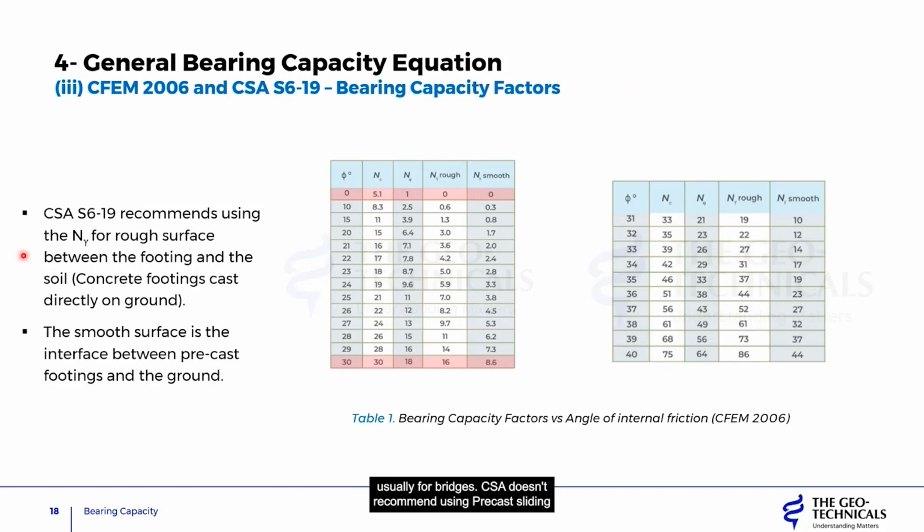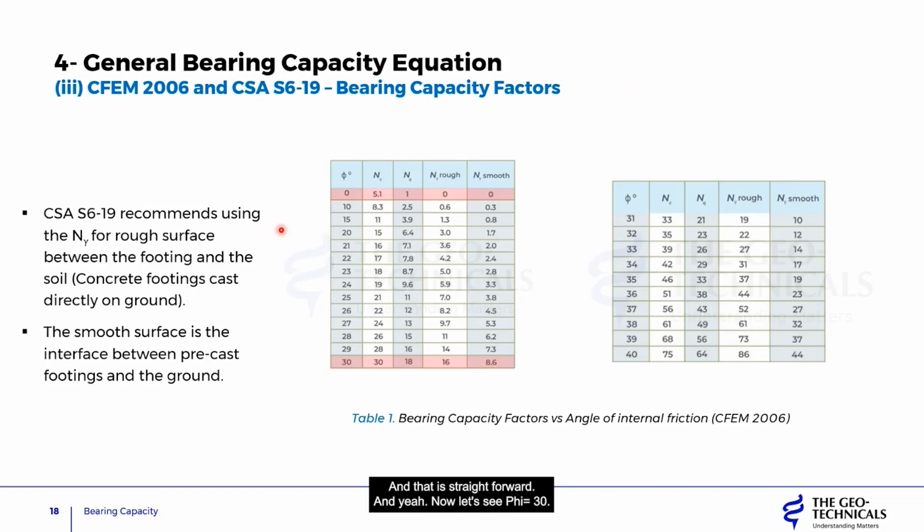Usually for bridges, CSA doesn't recommend using precast footings. Not in general, but it's not the best. It doesn't give you the best value when you place the footing. If you want to make everything else precast, it's fine, but for the footing, please cast it over the soil. It will give you a lot more friction, and gamma will be higher.